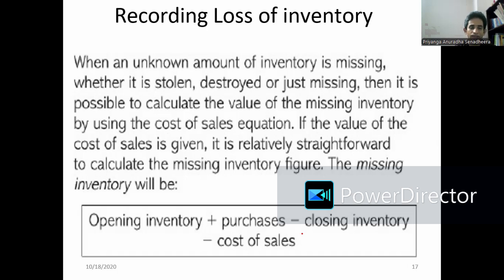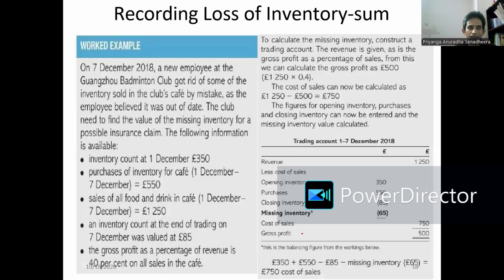If the cost of sales figure given is different from that figure, then it's known as a missing value. So what you need to do is opening inventory plus purchases minus closing inventory, and compare it with the cost of sales. If there is a difference, then we can consider that as a loss of inventory. With that idea, we will move to a question, then you will understand further.